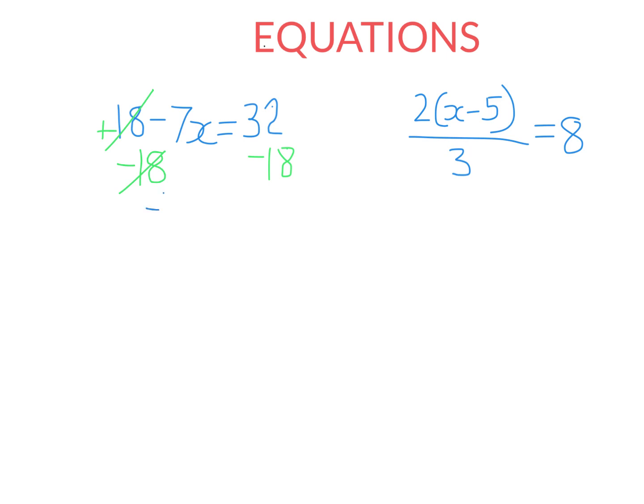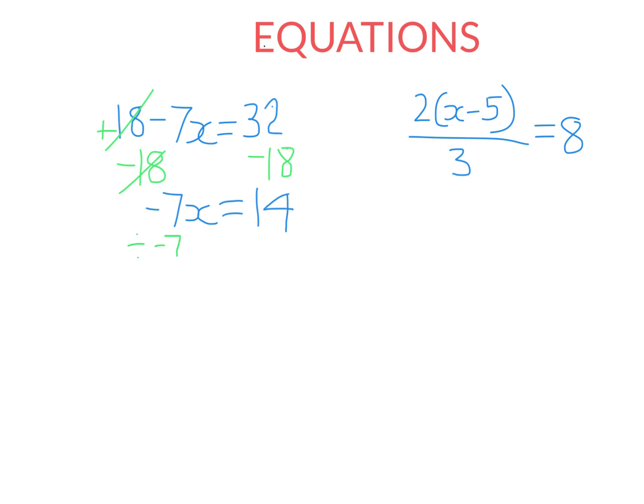I'm left with -7x. The negative didn't go anywhere. The negative is attached to the 7, not the 18. -7x equals 32 minus 18, which gives us 14. So now I need to undo multiplying by -7. The way I do that is divide by -7. I need to divide this side by -7 to get x by itself.